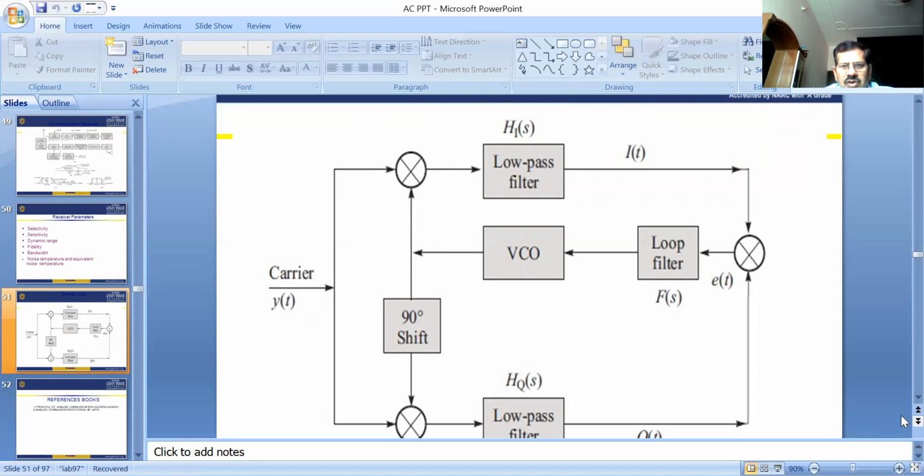This is the loop process of the carrier signal, which is shifted by 90-degree phase shift. So this is the carrier process in which the 90-degree phase shift is generated.